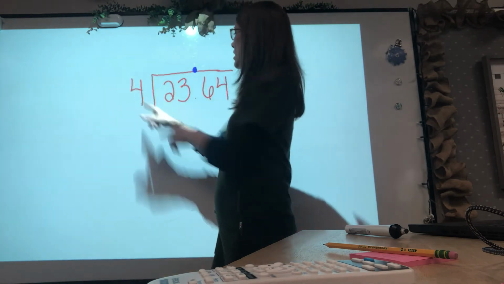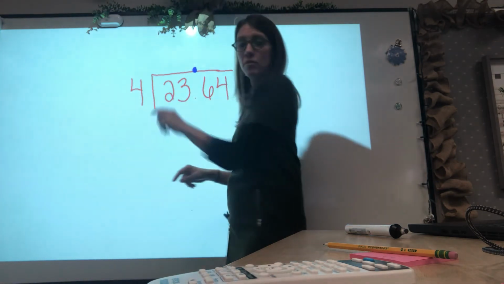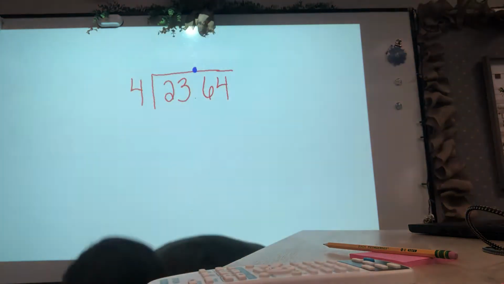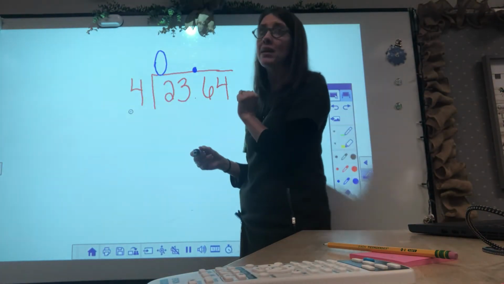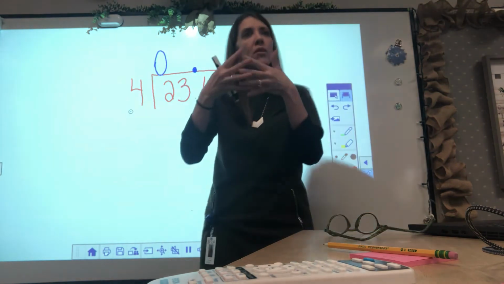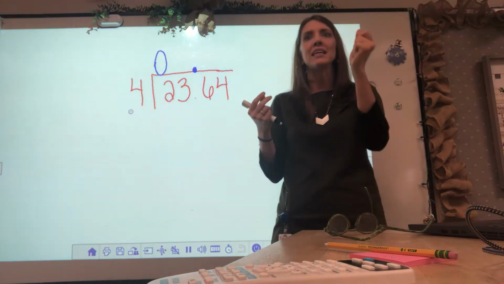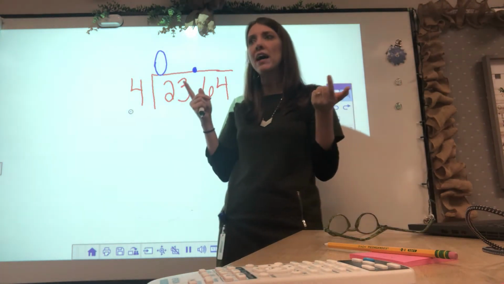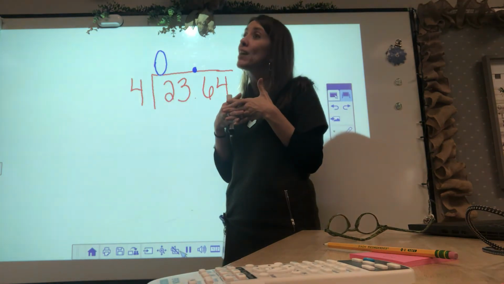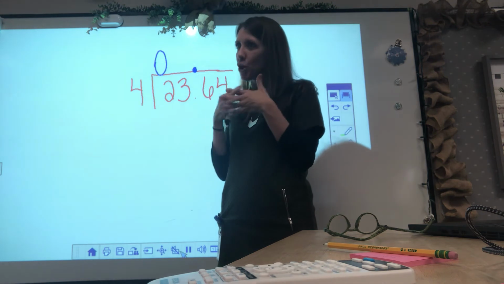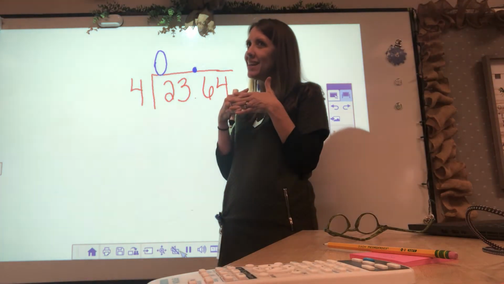Does 4 go into 2? 4 can't go into 2, so let's put our 0 up. 4 can go into 23, but what is a compatible number that makes it really easy? Use your multiplication and division facts to say 4 and 23 aren't compatible, but 4 and what number are compatible? Go really easily together. Heidi?